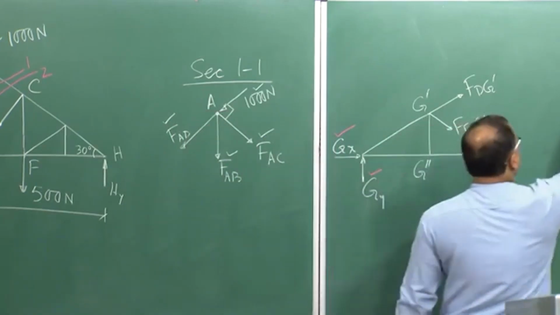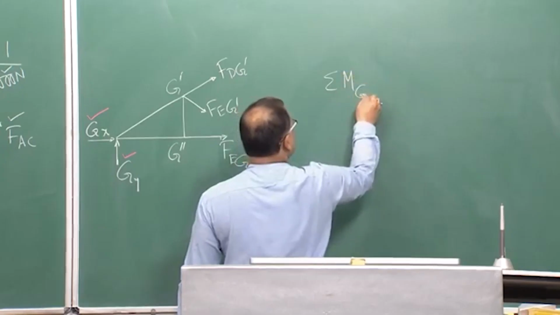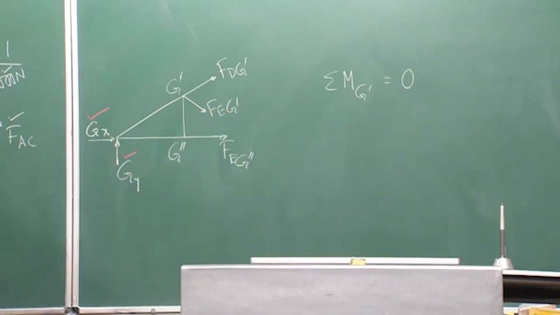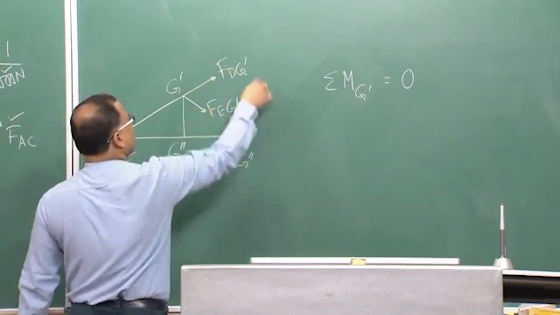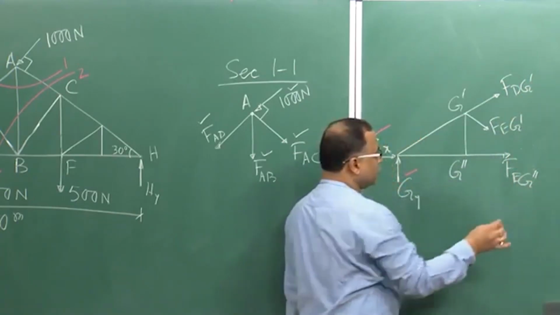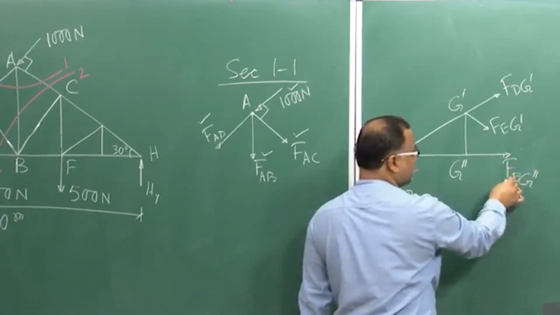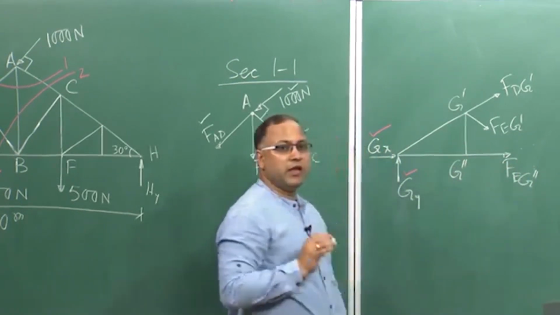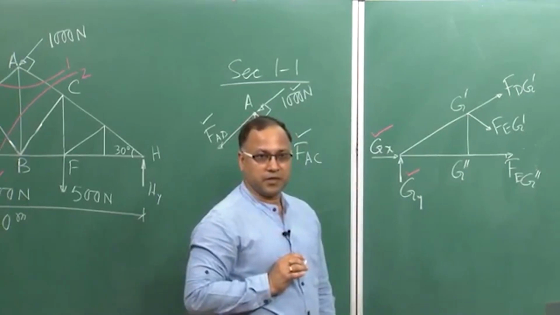We can simply take M G prime equal to 0, that is the moment equilibrium with respect to joint G prime. If I make it 0, then the moment of these forces F dg prime and F eg prime will be 0. So, only one force will be left, that is F eg double prime. Therefore, we can find F eg double prime, right.